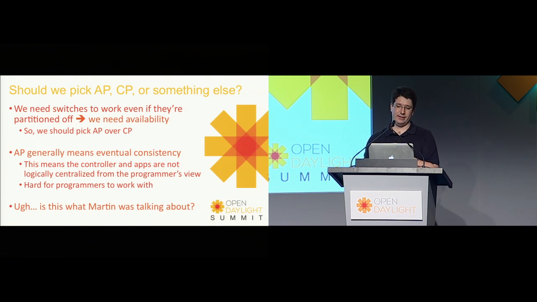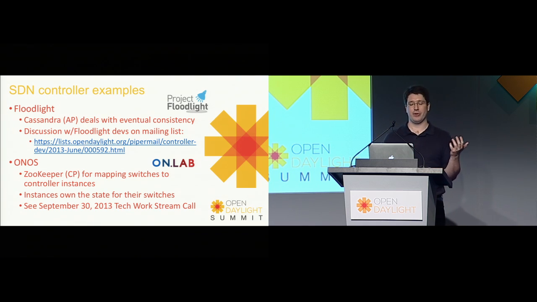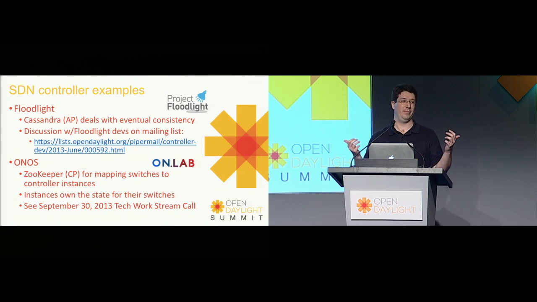So basically, let's look at some other places to figure out what they're doing and see if they have anything to offer. Floodlight, and I realize somebody corrected me, this is not Floodlight, this is the Big Switch controller. I think it's also the controller which is committed to, the NetVirt platform. If you git clone NetVirt platform.git, you will get a controller which is built against Cassandra, and it is based on Floodlight. Cassandra is AP, so it deals with eventual consistency. I think this is a terrible idea.